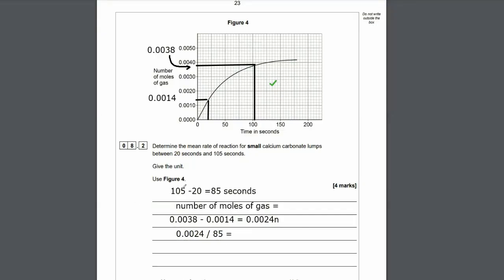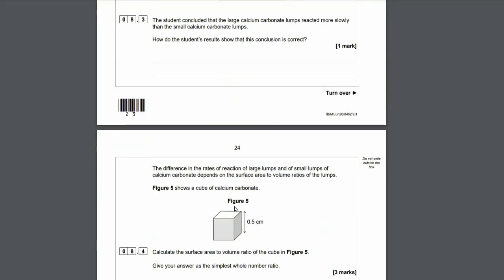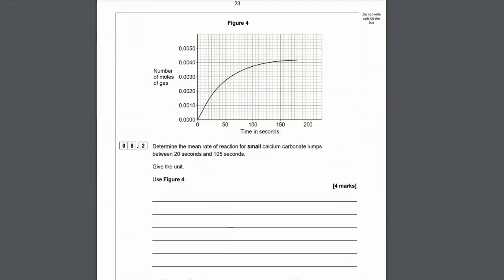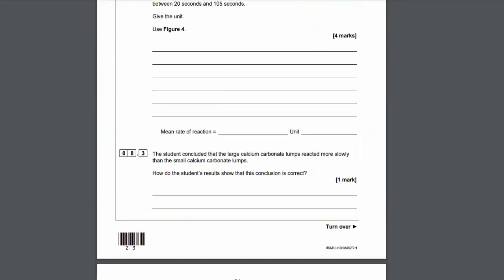To find the average rate given off, it's 0.0024 divided by 85, and that is going to give me, calculate, 2.8 times 10 to the minus 5, and the units for that are going to be moles per second. We divided the y by the x, which was moles, over seconds. The students concluded the large calcium carbonate lumps reacted more slowly than the small calcium carbonate lumps.